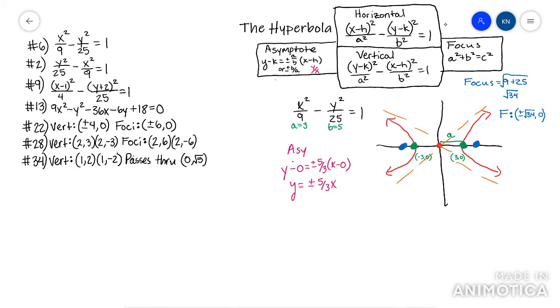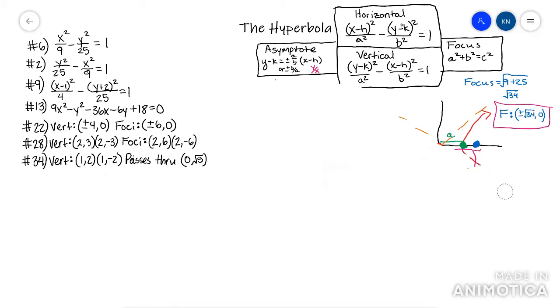And then once I was there, I'm essentially done. I found my asymptotes. I found my foci. I found my vertices. And I drew a graph. So that's all I as a teacher would be looking for. All right, let's keep moving.